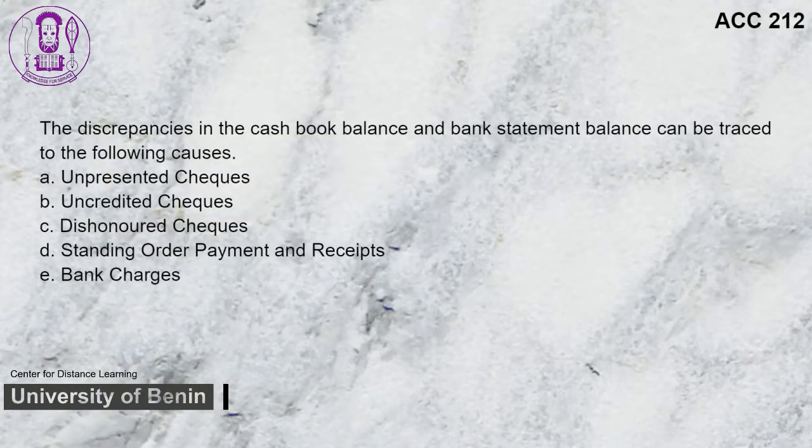3. The discrepancies in the cash book balance and bank statement balance can be traced to the following causes. A. Unpresented checks. B. Uncredited checks. C. Dishonored checks. D. Standing order payment and receipts. E. Bank charges.